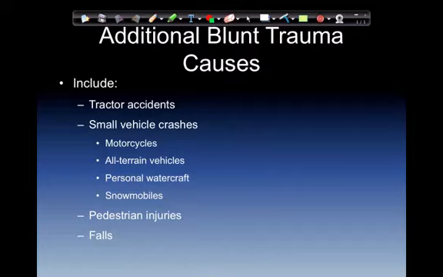Pedestrian injuries: vehicle impact speed is the most important variable influencing the severity of the injury. Falls: four factors affect the severity of the injury: distance of the fall, what they landed on, the patient's position at impact, and the patient's overall general health.